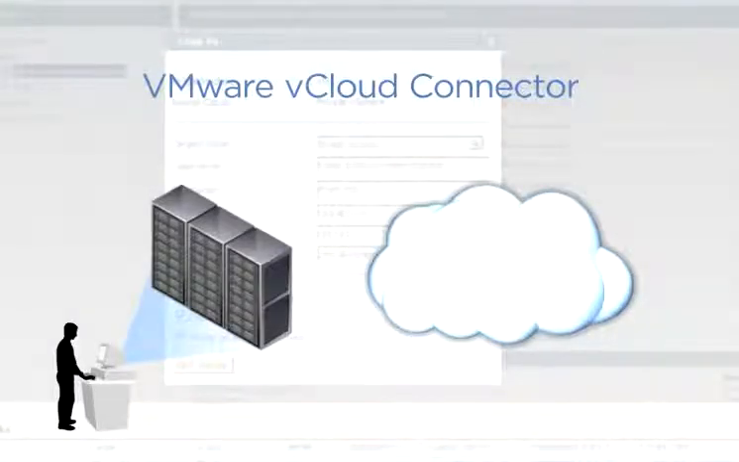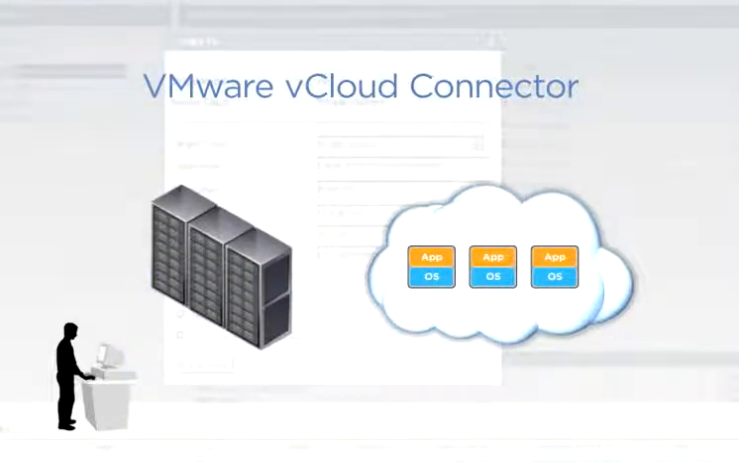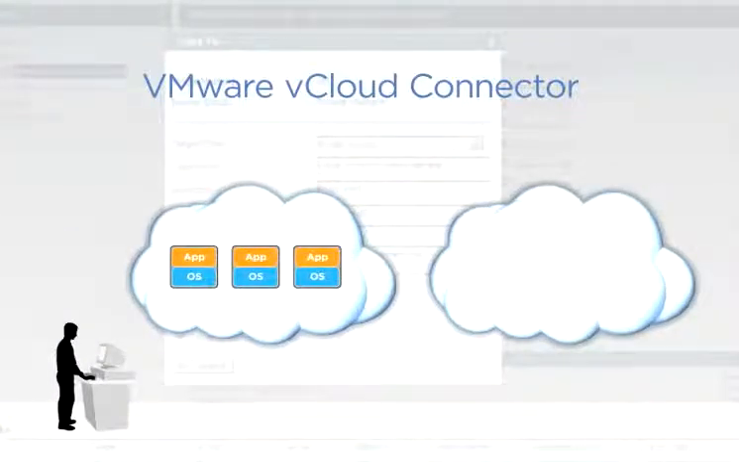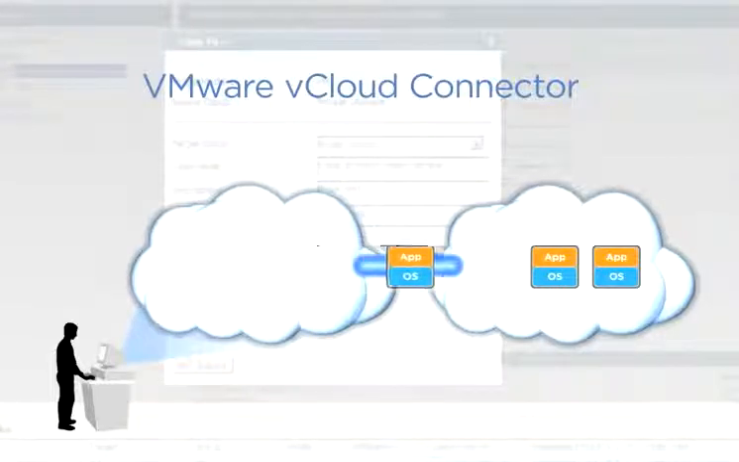VMware vCloud Connector allows an organization to transfer its VMware virtual machines from an existing on-premise vSphere deployment into your cloud service. vCloud Connector is a powerful feature of the hybrid cloud for cloud users and service providers in that it simplifies the migration of applications between clouds.